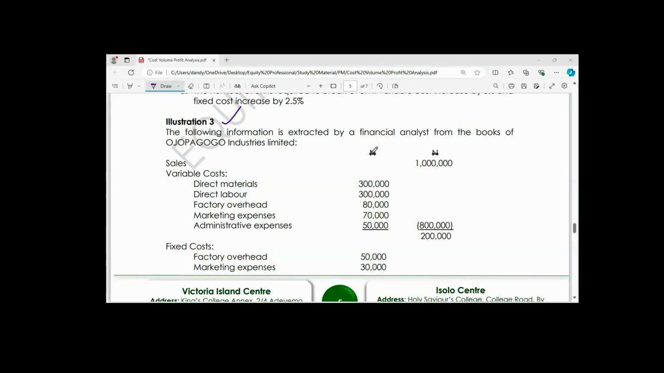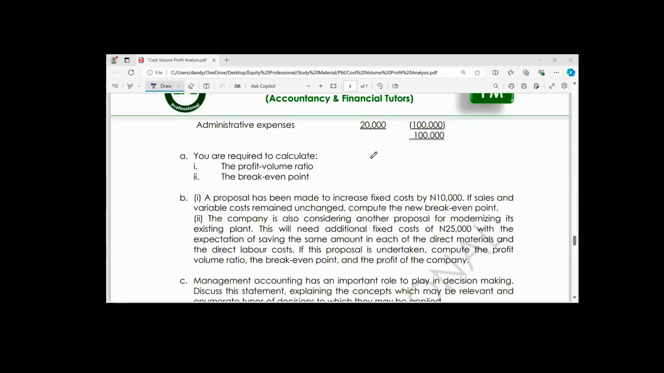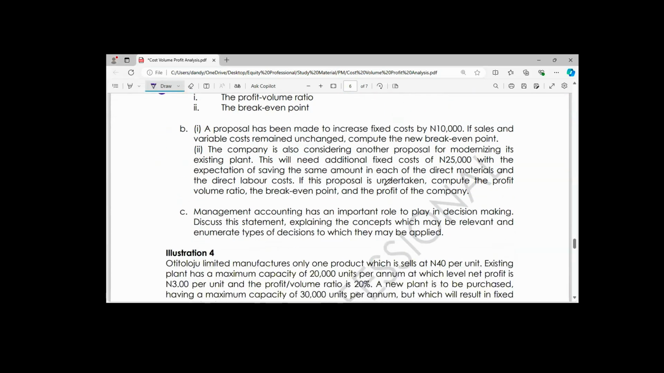The following information is extracted by a financial analyst from the books of Jopagogo Industries Limited. Start from A. You are required to calculate I, the profit volume ratio, and II, the break-even point. B I, a proposal has been made to increase fixed cost by 10,000. If sales and variable costs remain unchanged, compute the new break-even point.